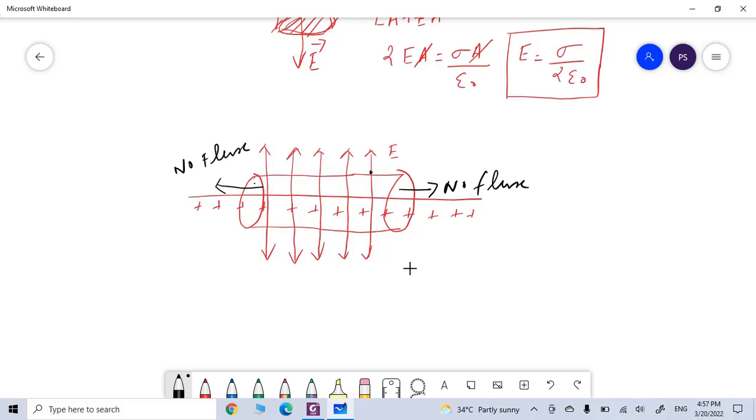Once again, the linear charge density is lambda, and lambda is equal to Q over L, that is the length. So this is the length of this particular cylinder. Now, what we have to do is evaluate the left hand side.